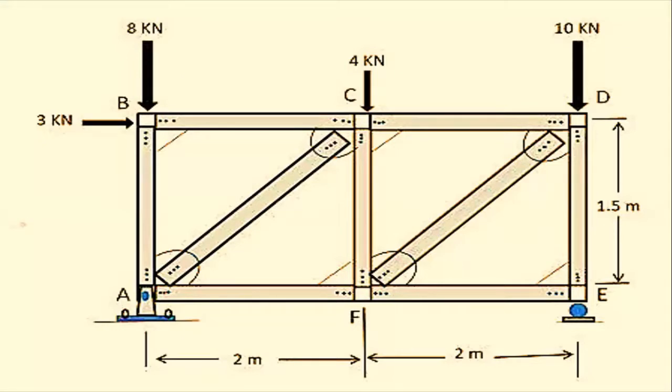There are some external forces acting over it as well. 3 kilonewton is the horizontal force acting at joint B. 8 kilonewton is the vertical force. 4 kilonewton is a vertical force acting at joint C. 10 kilonewton is also a vertical force, acting at joint B.